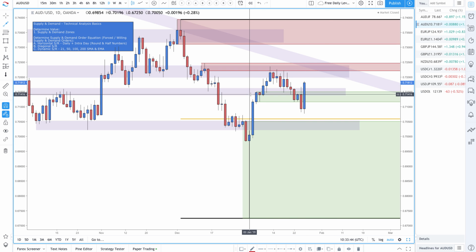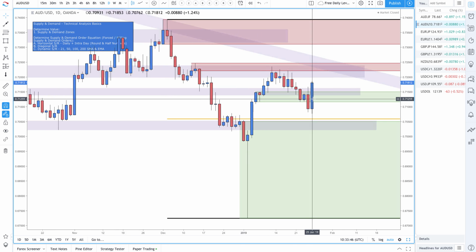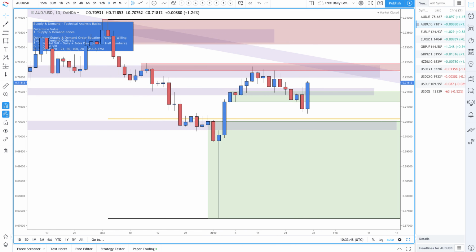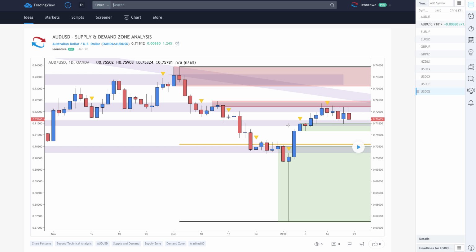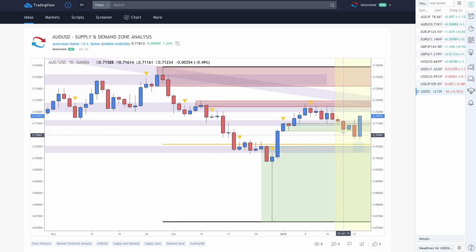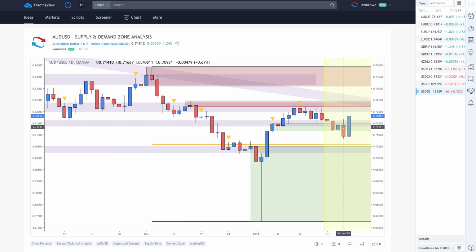Aussie dollar. Let's go to last week's chart. So we did have prices react off of this demand zone here when it was way up here. Press play. We did get prices react again. Got a bit of a move below this demand zone and then a move higher.